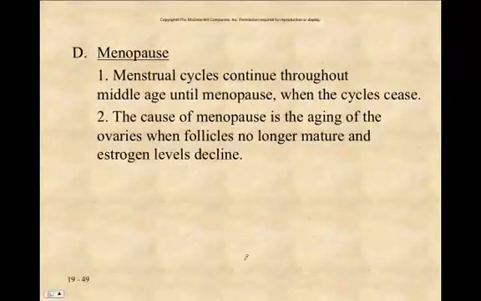So a menstrual cycle obviously is going to continue throughout a woman's life until she hits menopause. And again, it's sometime around middle age. And this is when the cycle ceases. The cause of menopause is usually the aging of the follicles, so the aging of the ovarian follicles. And when those follicles no longer mature and estrogen levels decline, that's when menopause technically starts.